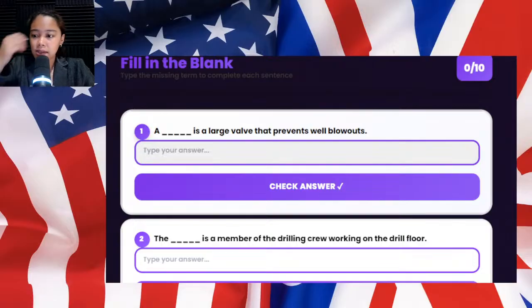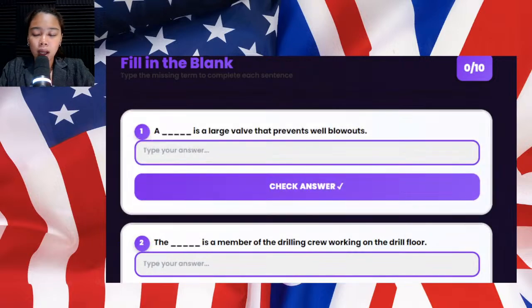Okay, so let's start with number one. We have here: a blank is a large valve that prevents well blowouts. Again, a blank is a large valve that prevents well blowouts. So, okay, type your answers in 10 seconds. Go.